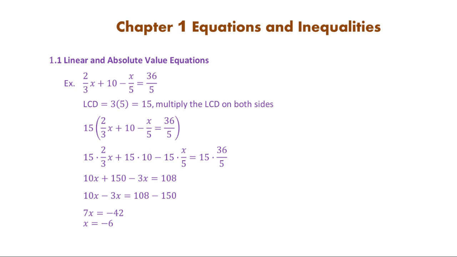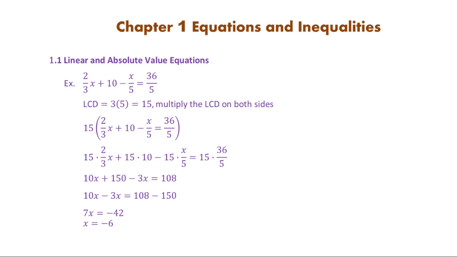Well, you just multiply the denominators without repeating. So you multiply 3 with 5, but you don't multiply the other 5 because it already appears in the second place. So the least common denominator is just 3 times 5. That's the LCD, which is 15. Okay, then you multiply 15 on both sides of the equation.